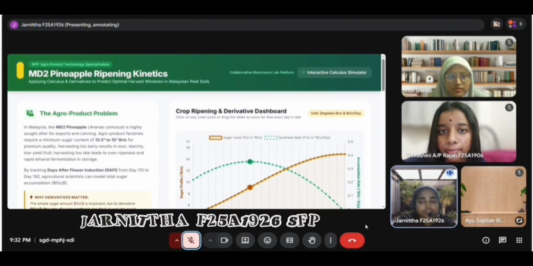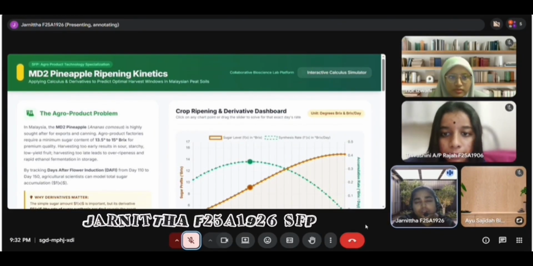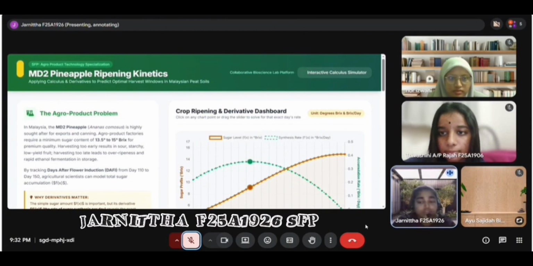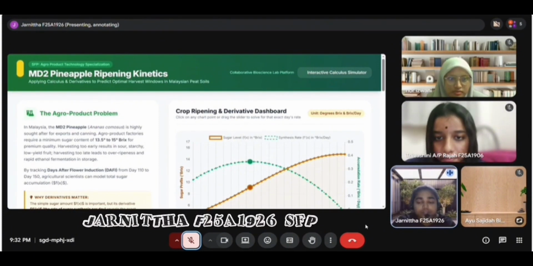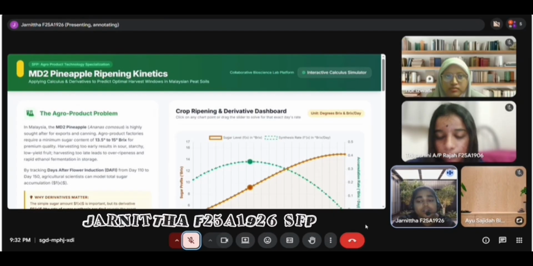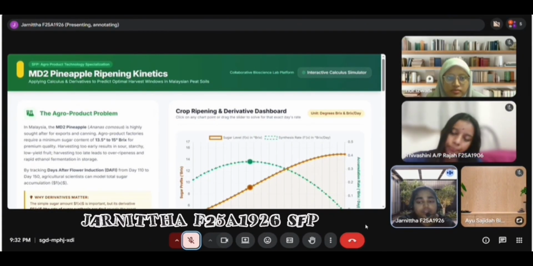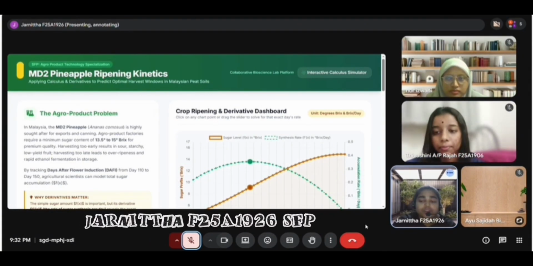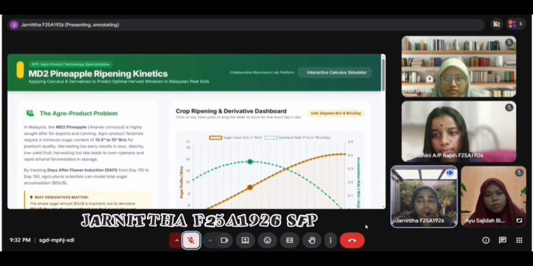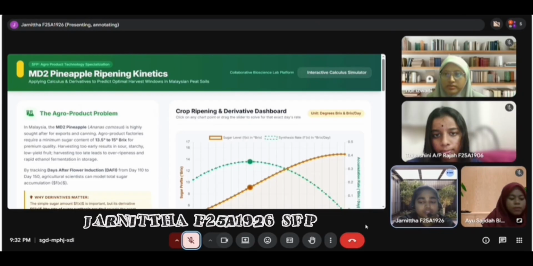If the pineapple is harvested too early, the fruit becomes sour, starchy, and low in sugar content. Meanwhile, if harvested too late, over-ripening may happen, fermentation can occur, and storage quality decreases. Therefore, this project used calculus and mathematical modeling to scientifically predict the optimal harvesting stage.